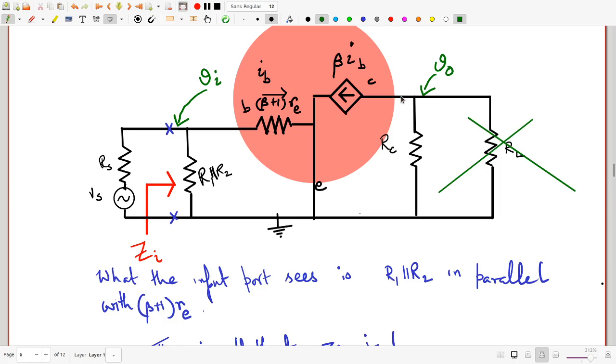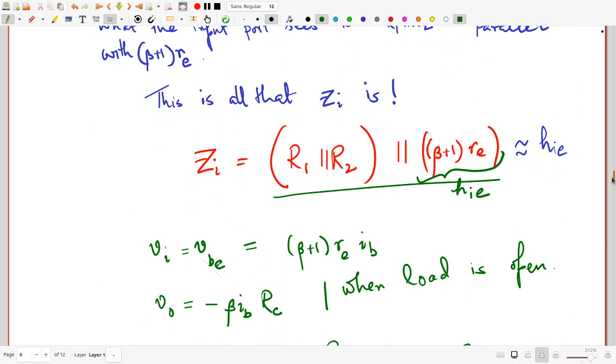VO, notice that this current essentially has to go through RC. There's nowhere else it can go. So VO is simply beta IB times RC with a minus sign. Just note that the current is going up here and VO is the voltage at this point. So VO is minus beta IB RC. And what about VI? To find out VI, again in terms of IB, it's easiest to just go from this point to the ground using this path. And then you will see VI is beta plus 1 RD times IB. So these are the two results that you get.